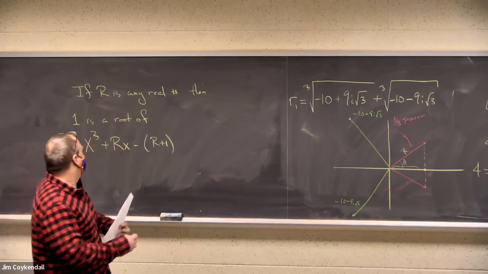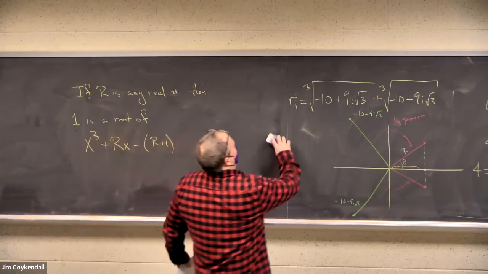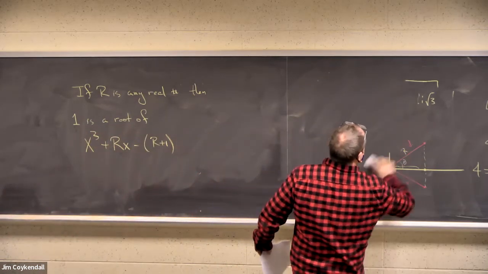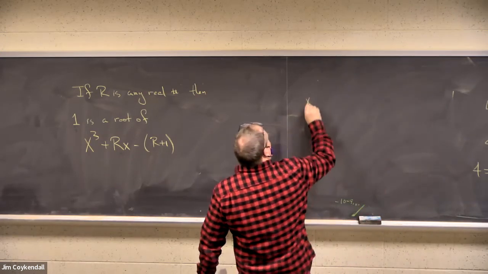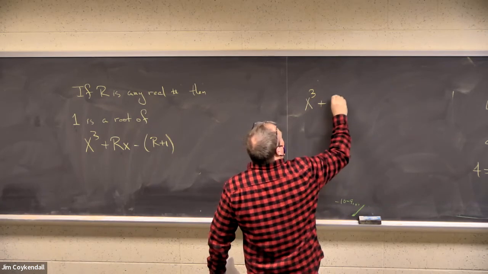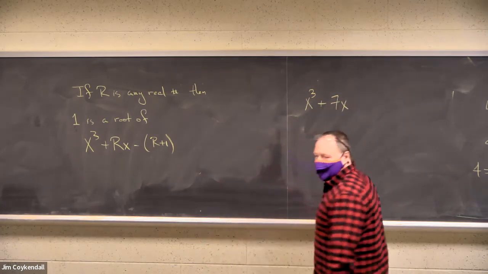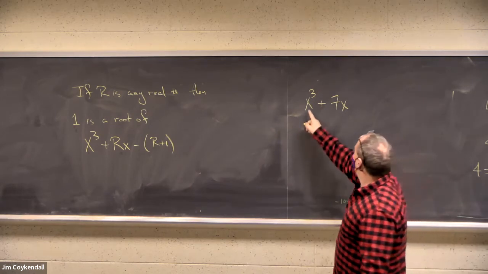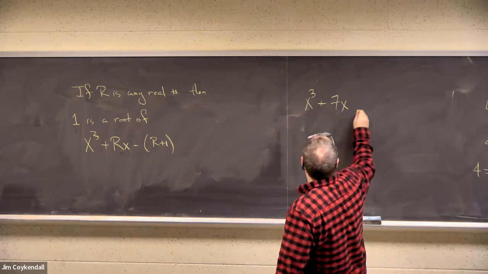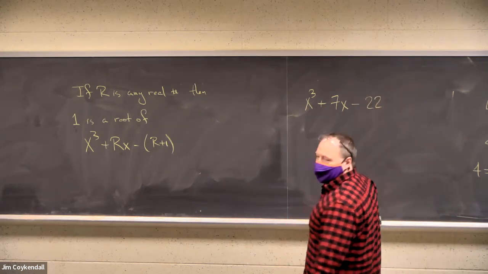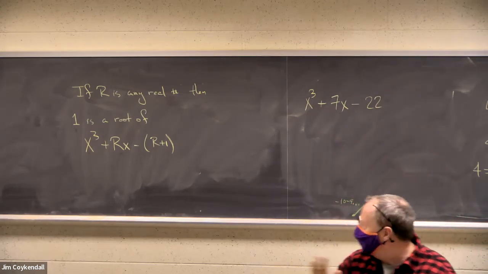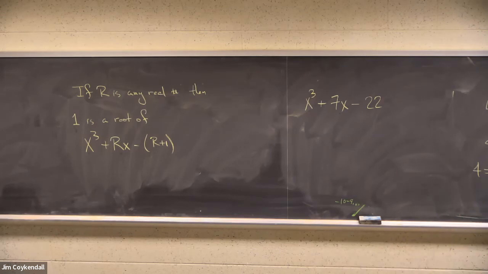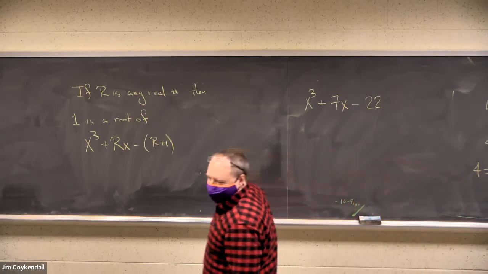So for example, if I wanted to build a polynomial of that form that had root 2, I could look at something like x cubed plus 7x. Well, I want to have root 2, and this comes to 8 and 14. So let's subtract 22. That has root 2. Run the formula and see what kind of weirdness you get. So anyway, any questions on that? Any questions?